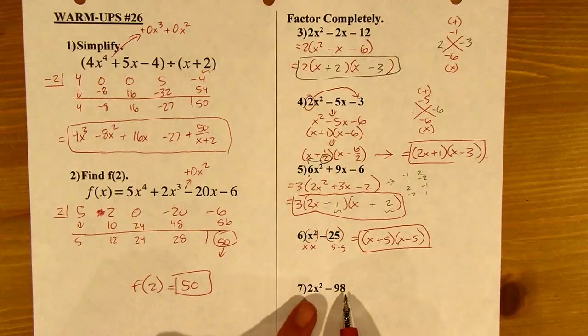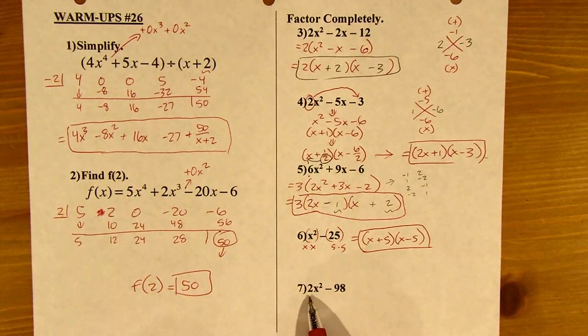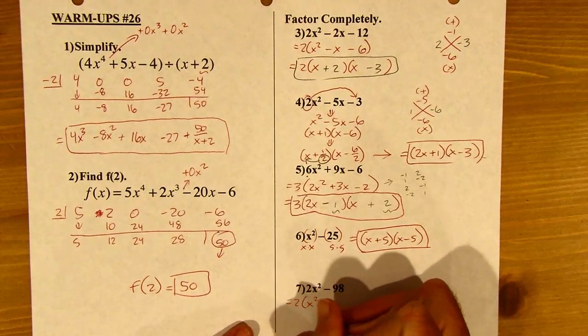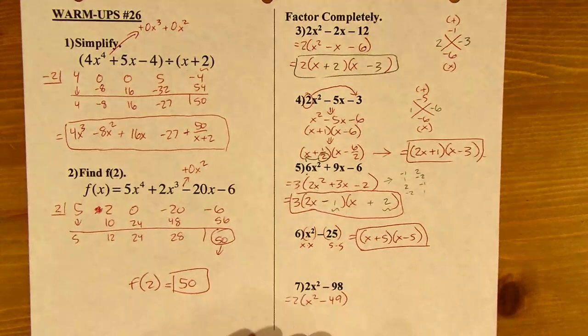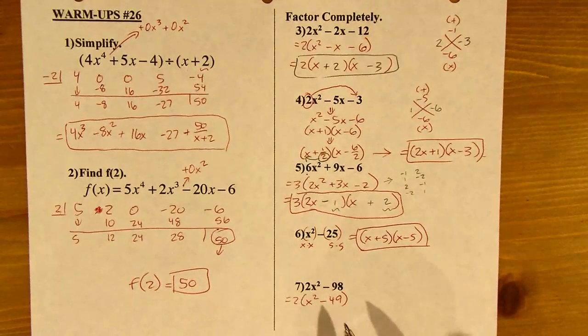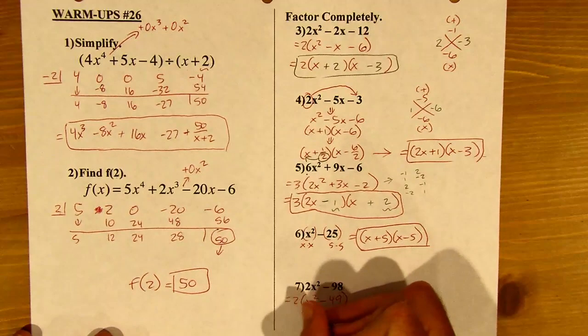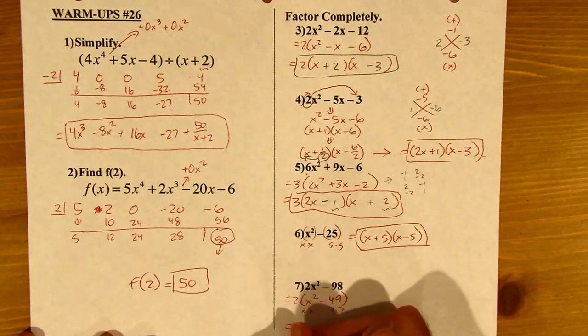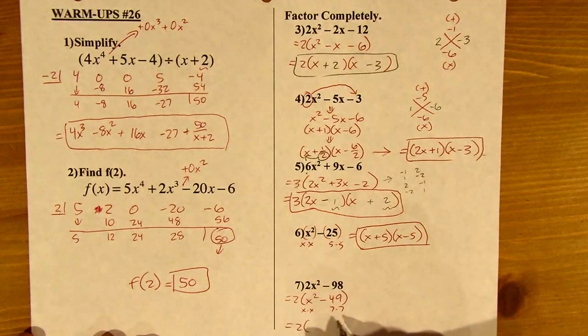All right? Looking at these 2 terms, these aren't perfect squares. Nothing times itself equals 2, or 2x squared, nothing times itself equals 98. But I've got a common factor here. Since they're both even, let's factor that out first. And now the remaining binomial in there is a difference of squares, right? Because 7 times 7 is 49. So I've got 2, and then it's going to be x plus 7 times x minus 7.